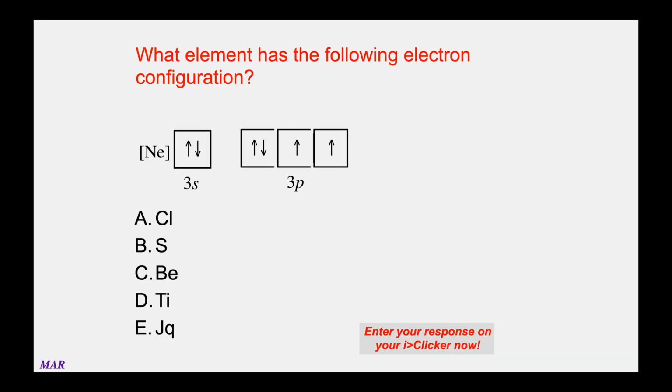Cool. What element has the following electron configuration? And you can see it has a neon core, a 3s2, 3p4. See if you can use this information to see which of those answers is correct. I recommend pausing the video, working on it. When you're ready, you can unpause it. Pause the video now.